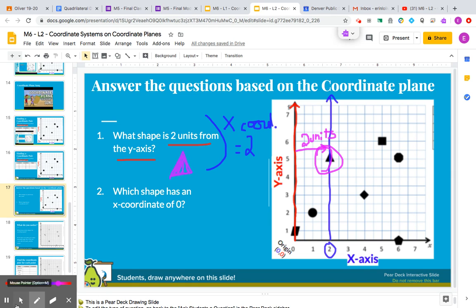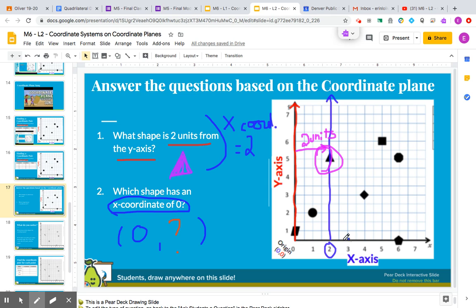Let's take a look at our next problem. Our next problem says it has an x-coordinate of 0. That means in our coordinate pairs, my x is 0. I don't really care what my y is, but my x has to be 0. So let's go to our coordinate system.